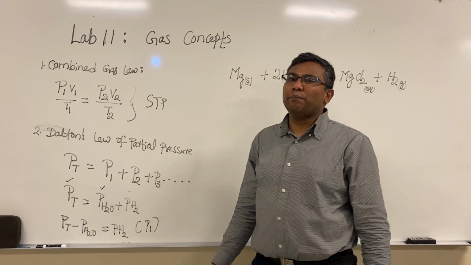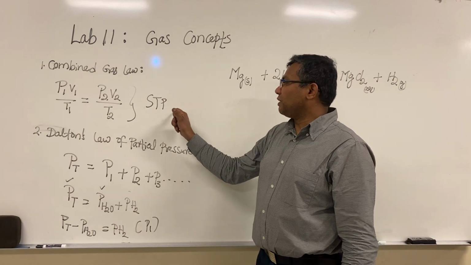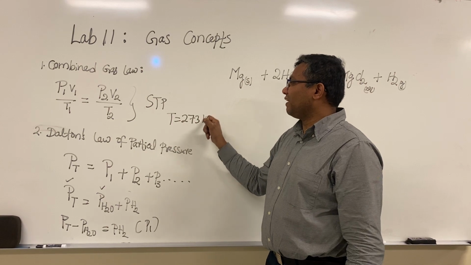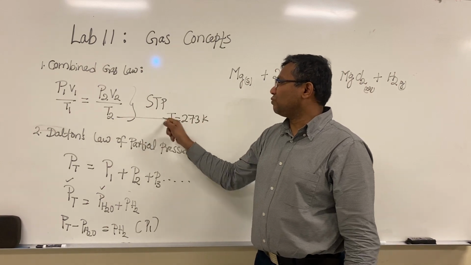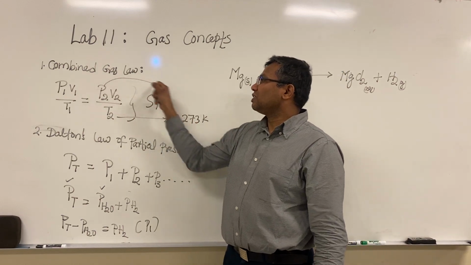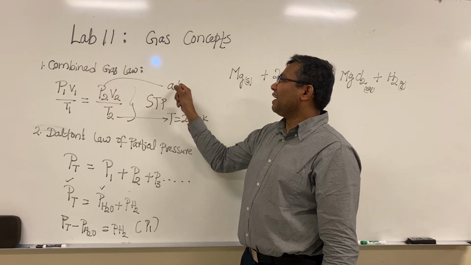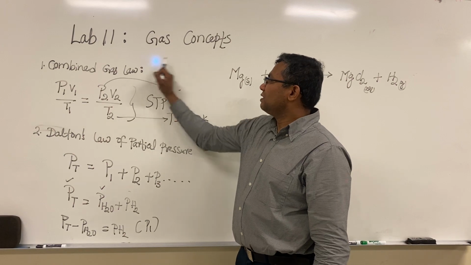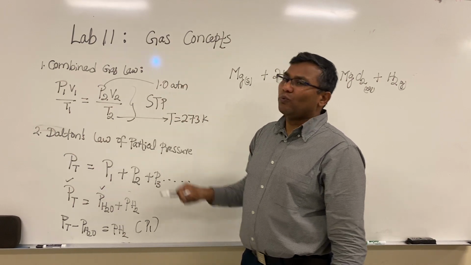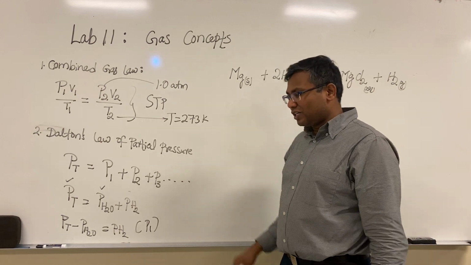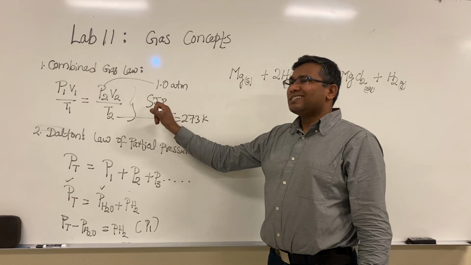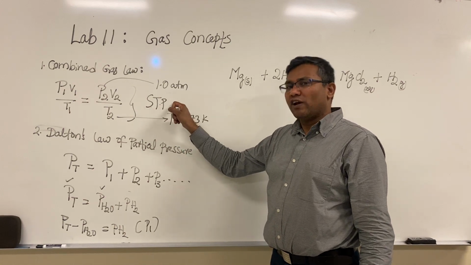What is standard temperature and pressure? Standard temperature is always T equal to 273 Kelvin. So your T2 is 273 Kelvin. Now, what is your standard pressure? Standard pressure is always 1 atm. So this is again a quiz question or a test question. What does STP stand for? STP stands for standard temperature and pressure.